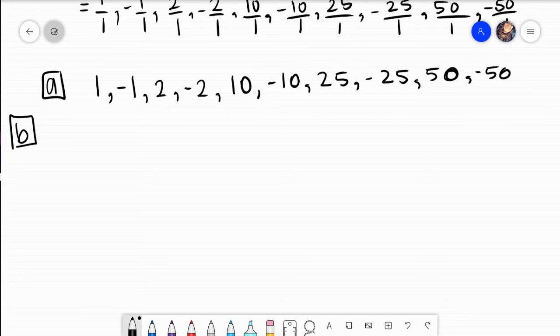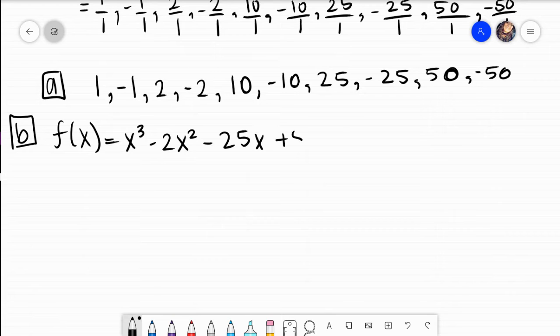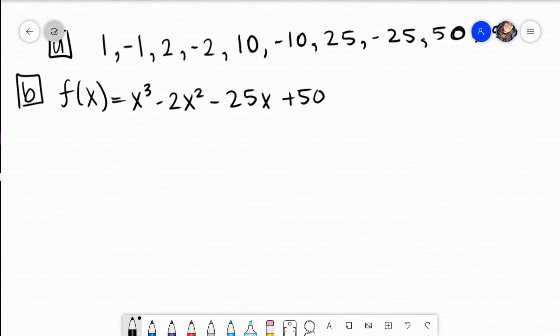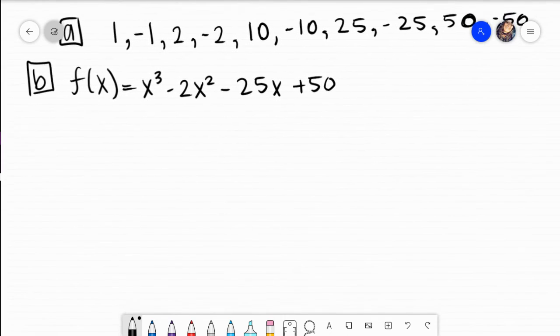So it's not too painful. This is also why the shortcut exists, because let's say our constant was like 179. Yeah, I'm not trying to go through all of those factors. Do you see what I'm saying? So there are shortcuts, of course. Let's go ahead though. I'm just going to rewrite my function, y'all. I had an x cubed, a negative 2x squared, a negative 25x, and a positive 50, right? Now I'm going to actually do some synthetic division. My 50 is hidden over there.